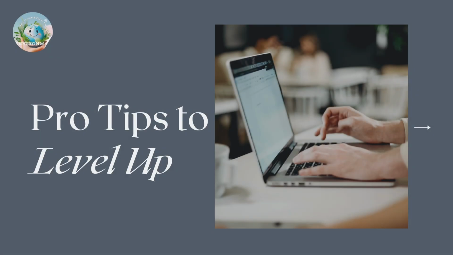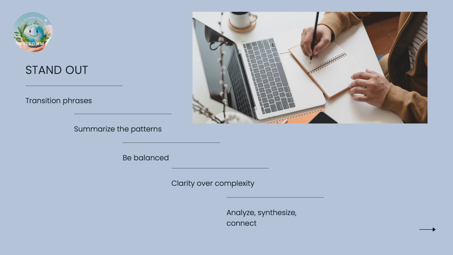Here are a few power moves to make your results and discussions stand out. Use transition phrases to guide the reader through your logic. Avoid repeating numbers from your tables verbatim. Summarize the patterns instead. Be balanced. Don't overhype your findings, but don't undersell them either. Avoid jargon overload. Clarity is much better than complexity.